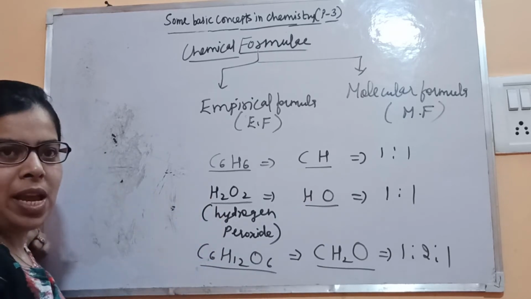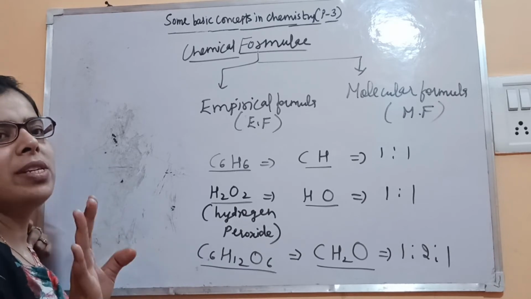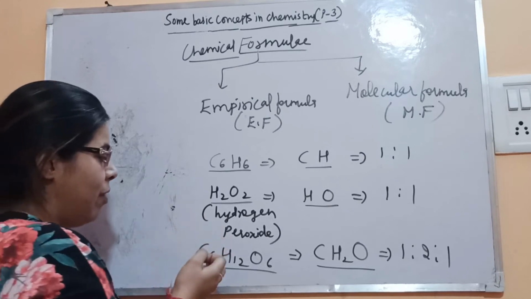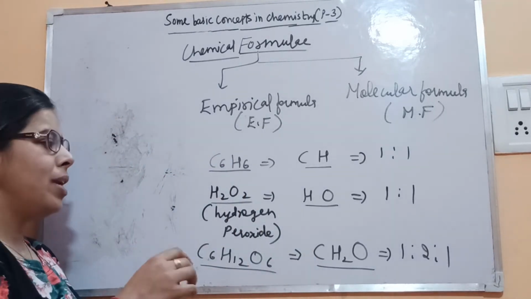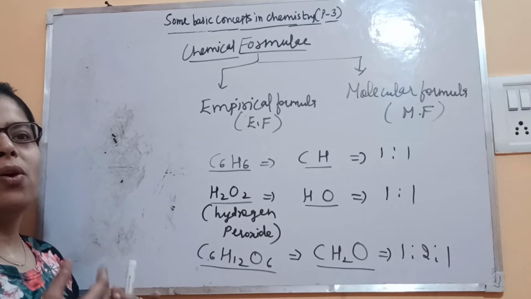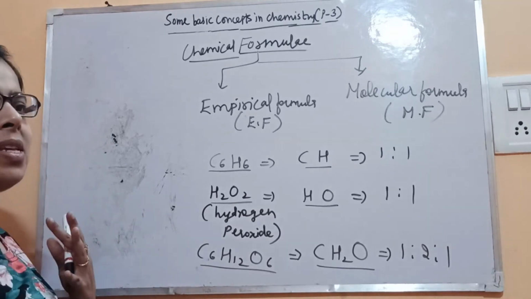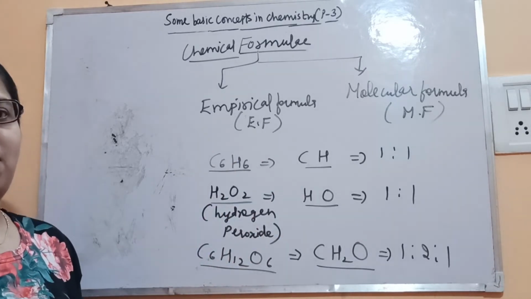Similarly, for hydrogen peroxide, if you write HO, this is only the empirical formula, indicating only that hydrogen peroxide contains hydrogen and oxygen. Then for glucose, you will find that CH2O is the simplest unit. You will come to know that it contains carbon, hydrogen, and oxygen, the simplest elements. But how many are present in exact number, you will not come to know with the help of the empirical formula.